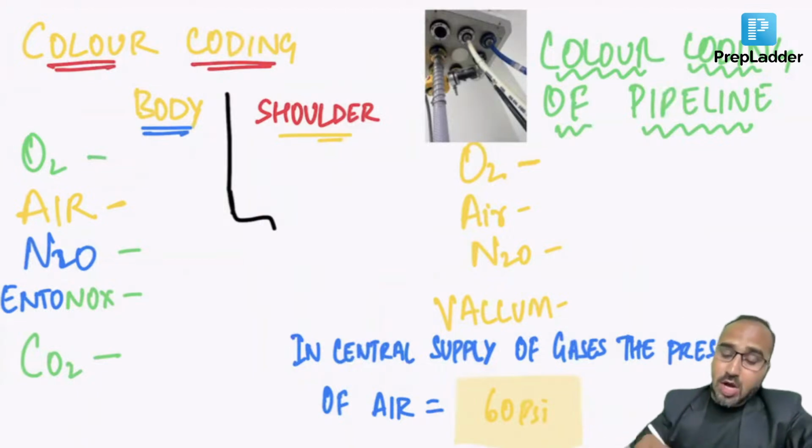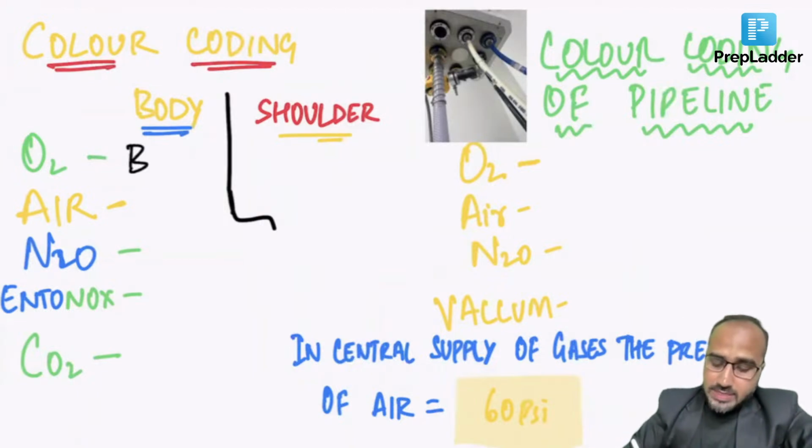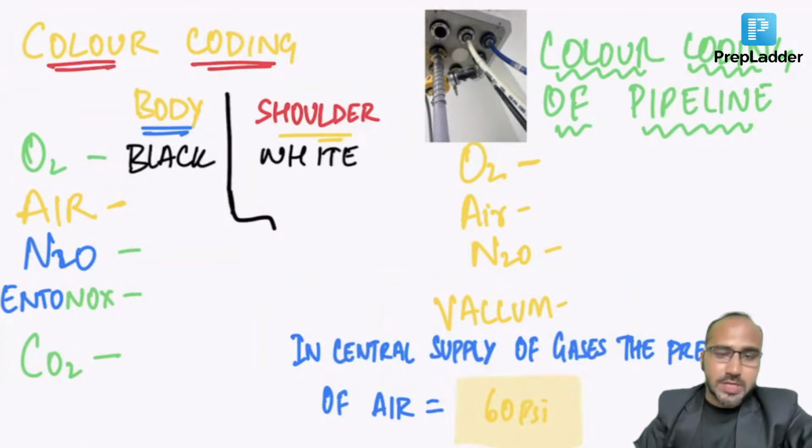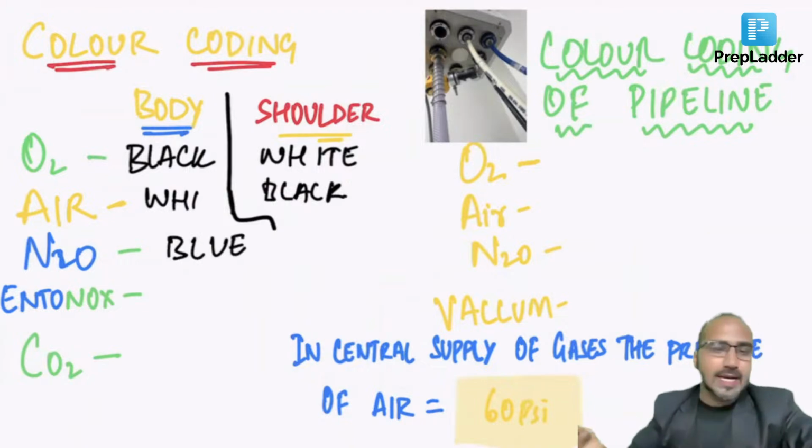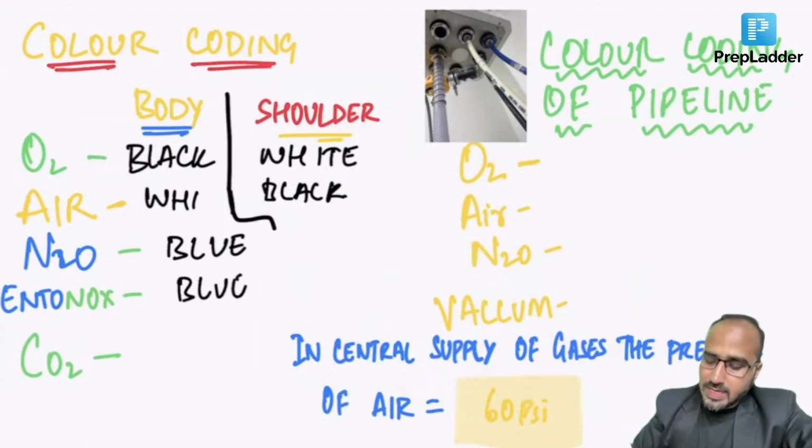So look over here, guys. Oxygen, what is the color? Oxygen is black body, white shoulder. Air is the opposite of oxygen, that is white body, black shoulder. Nitrous is completely blue. Entonox is a mixture of nitrous and oxygen, that means it has a blue body, white shoulders.